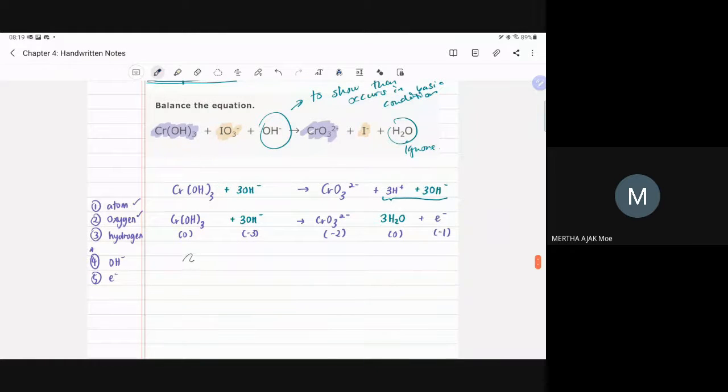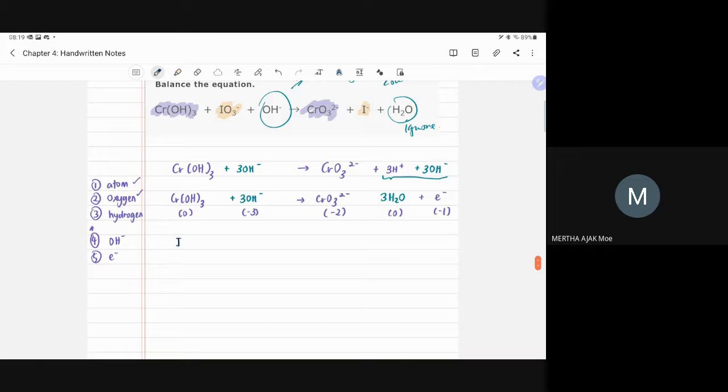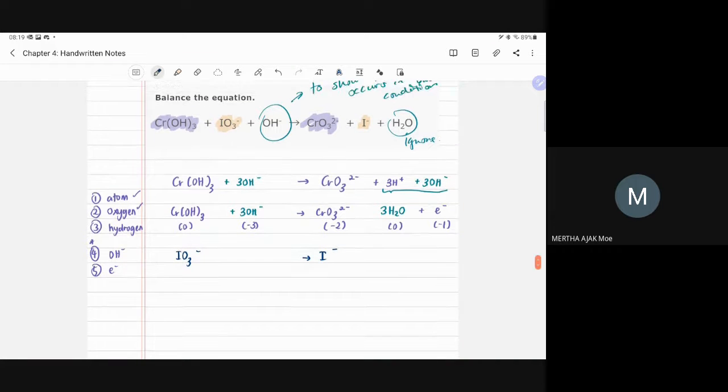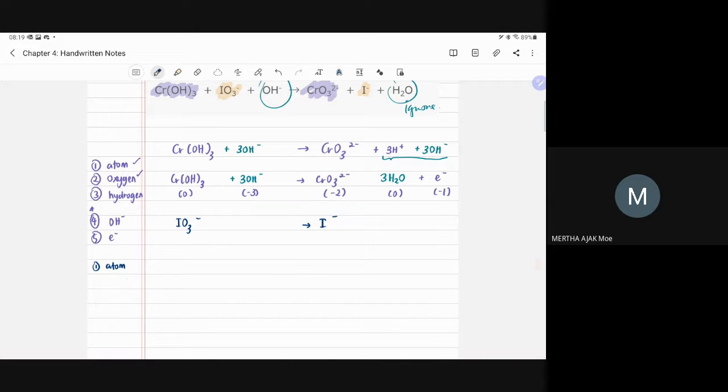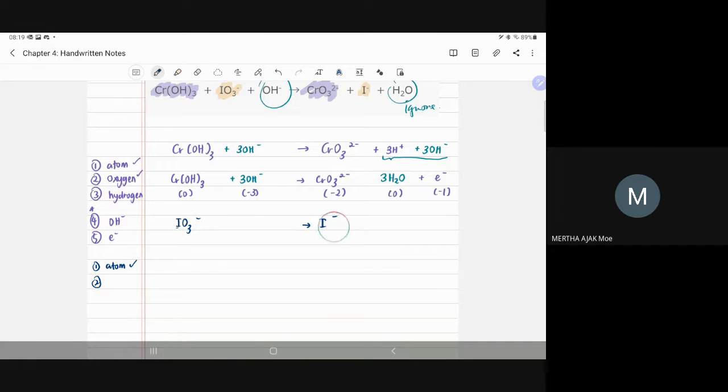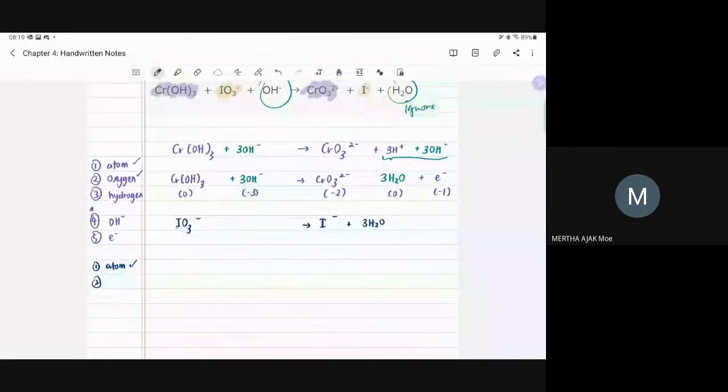So now let's proceed with the next one. Okay, IO3- akan jadi I-. Okay, again, step dia sama juga. Pertama, atom I. Ada 1 kat dua belah. Balance lah. Step 2, oxygen by adding water. Kiri ada 3 oksigen, sebelah kanan tiada oksigen. We add water. Kita tambah 3H2O. Kemudian, okay, step ketiga adalah hydrogen by adding H+. Sebelah kiri ada 3 kali 2, 6. Sebelah kanan tiada. So kita tambah 6 H+.